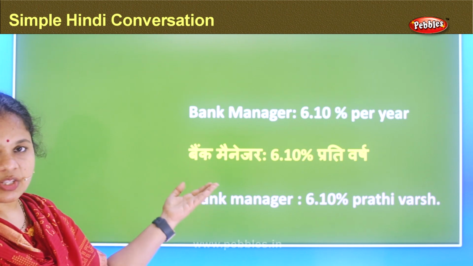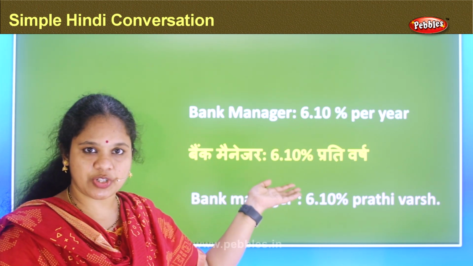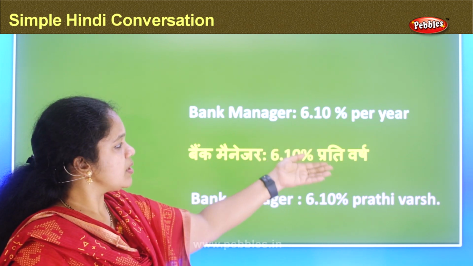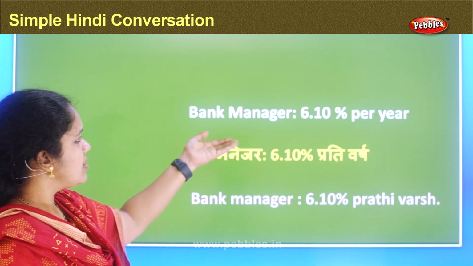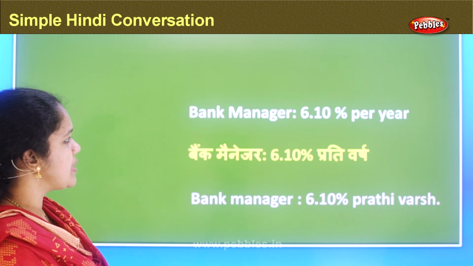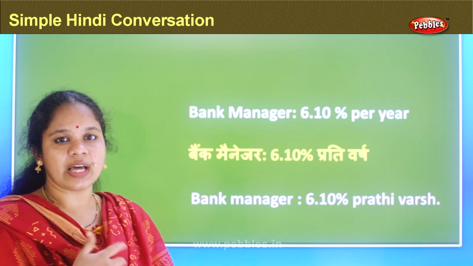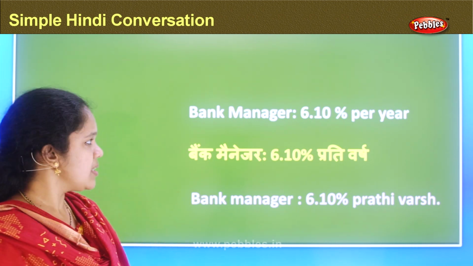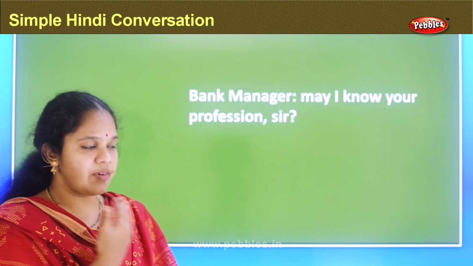Bank manager says 6.10 prati varsh. Per year means prati varsh. The digits will be the same. There is no need to explain further because this is a very simple sentence. Per year means prati varsh. So he conveys the interest rate. Going to the next slide, let us see how the customer replies.